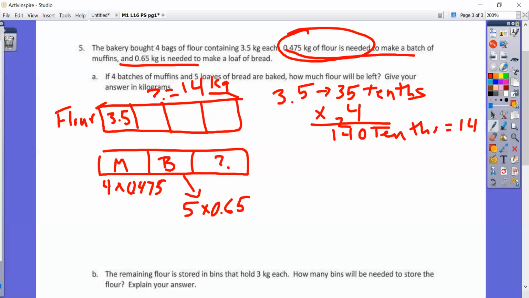So let's go ahead and first solve for this part so that we can then subtract from our total 14 kilograms. So let's solve for how much flour we need for our muffins. This time I'm not going to convert it to unit form, and I'm just going to do the standard algorithm with the decimal there. We know that there's 3 decimal places after, so we're talking about thousands. So we still need 3 decimal places after the decimal for the product.